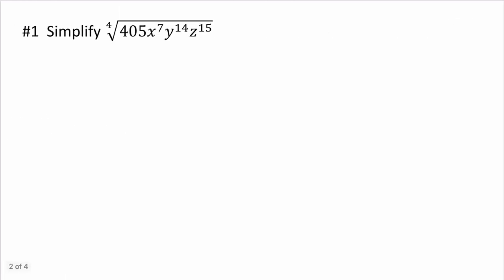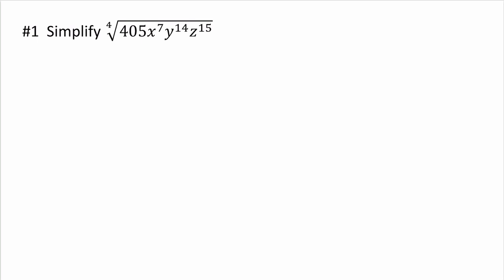So in this video, we're going to go over some problems that are similar to what's in the Unit 5 test part 2. So here it asks you to simplify the fourth root of 405 x to the 7th, y to the 14th, z to the 15th. So remember, what you need to do here is first figure out what's the biggest fourth power that will evenly divide 405.